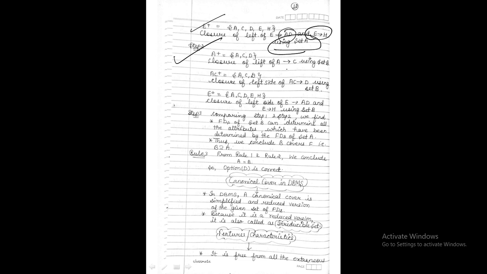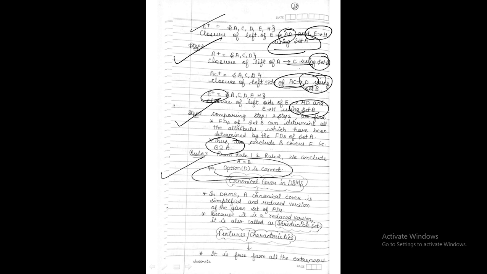A's closure, that is A implies C when using set B. C's closure is A, C, D. When using set B, AC implies D. E's closure is that E implies AD and E implies H according to set B. After that, you have to compare both and you can see B covers A and B superset is equal to A. And according to rule 3, option D is correct.